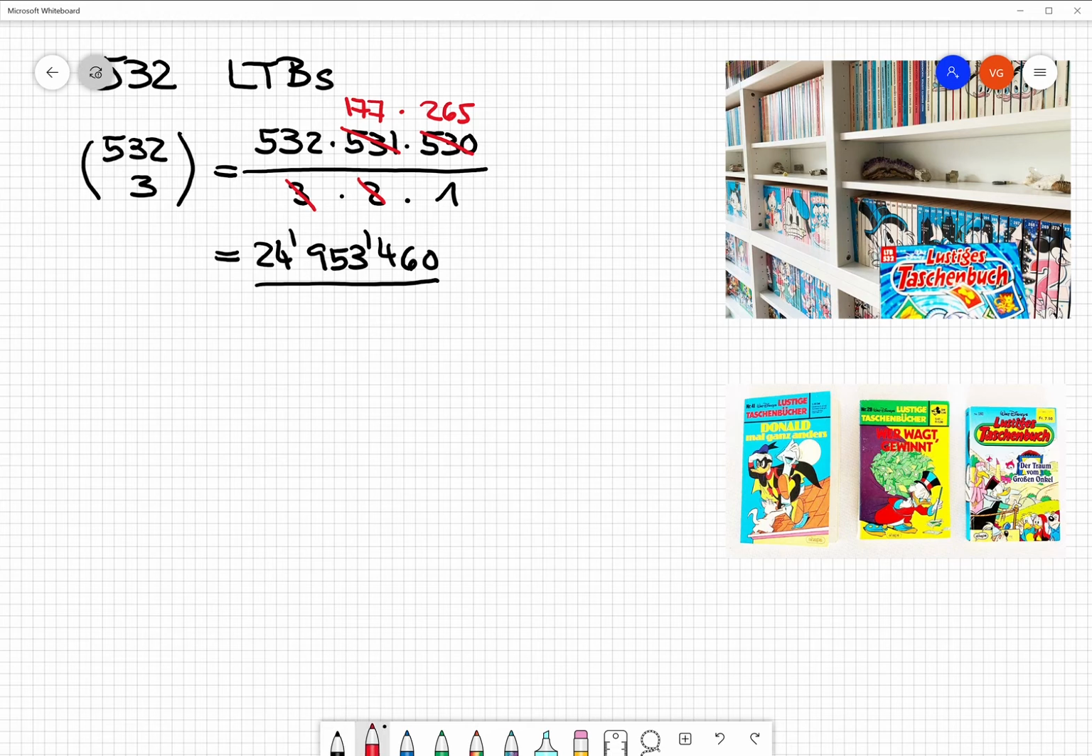The formula we used is n choose k. It's the formula you use if you have to choose. You choose without repetition. There is no replacement. You cannot pick the same book twice, and your order is not relevant. It doesn't matter whether you first pick 41 and then 28 or the other way around.